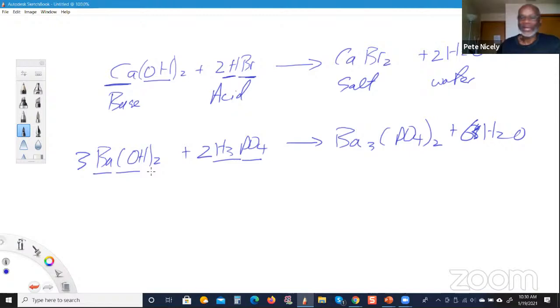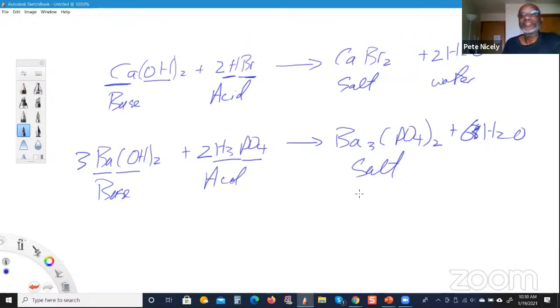So let me do this first. This would be your base, this would be your acid, and this would be your salt, all right? Now let me just say that the reason why it's called a neutralization reaction is because presumably when these two react, they will cancel out each other's properties, right? So when a base reacts with an acid, supposedly the salt will not be either basic or acidic, it should be neutral. But that is not going to be the case in all cases.